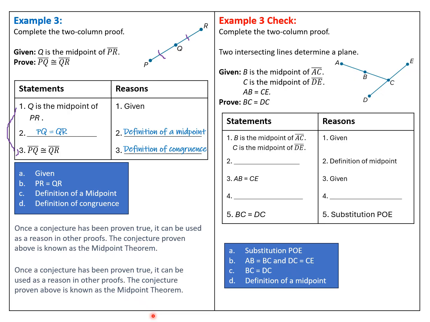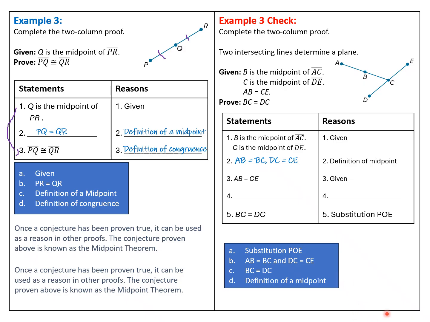Next, number 2. It's blank, but we know the reason is the definition of a midpoint. Now, by definition of a midpoint, we can only say the two lengths are equal. So, what are we saying are equal? If B is the midpoint of AC, then AB is equal to BC. And if C is the midpoint of DE, then DC is equal to CE. That's what happens by definition of a midpoint. Do you see our third statement in the given is at number 3? AB equals CE. That is given.